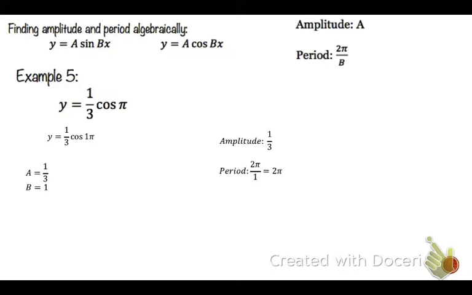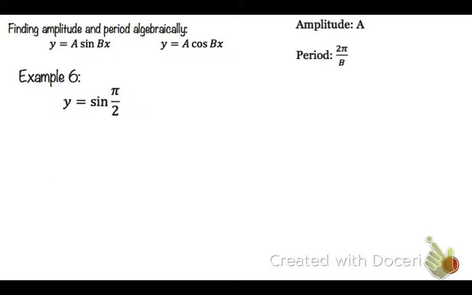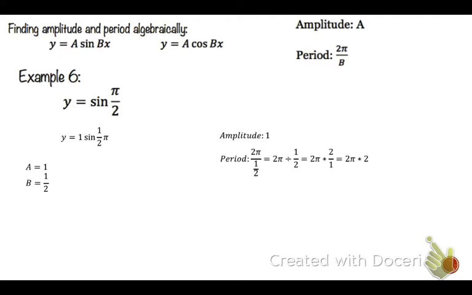And then this last one, y equals sine of x over 2. That's the same thing as y equals 1 sine of 1/2 x. That should be x, not pi. So my a is 1, my b is 1/2. So my amplitude is 1. My period is 2 pi divided by 1/2, because it's 2 pi divided by b. When you divide by a fraction, you can flip that second fraction and multiply. So that's 2 pi times 2 over 1, which is 4 pi. So the period is 4 pi, the amplitude is 1.